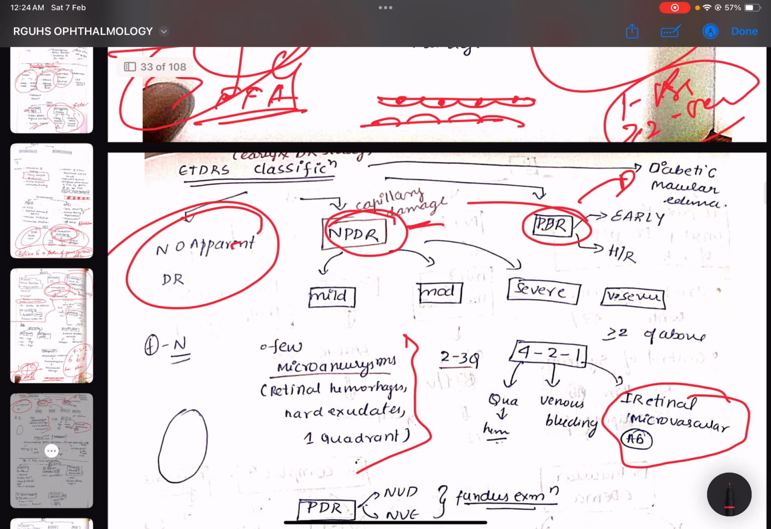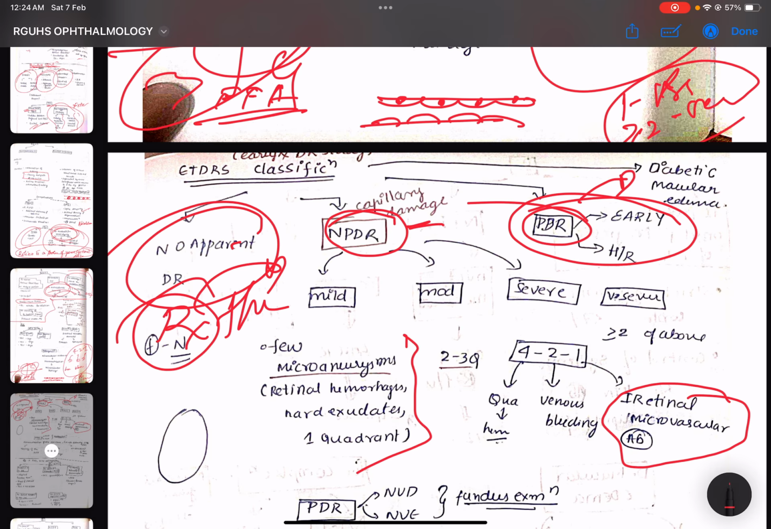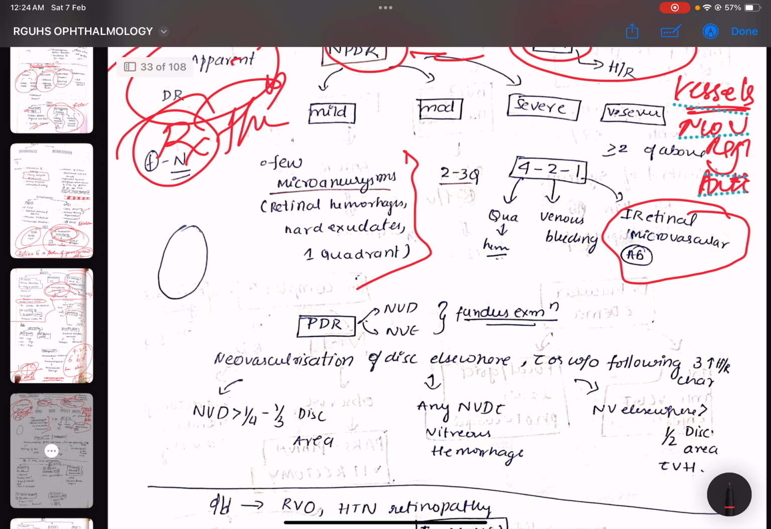Why have we made this classification? Just for treatment. Here you just ask them to come for follow-up, but here you will do all your treatment, that is photocoagulation or anti-VEGF, everything you start here. See, here I am talking about NPDR, so remember capillaries. PDR is vessels, that is neovascularization. Treatment is anti-VEGF, and coagulate wherever the new vasculature is happening. The major important thing is that PDR can occur at the disc or anywhere else. That is called neovascularization at the disc or elsewhere.